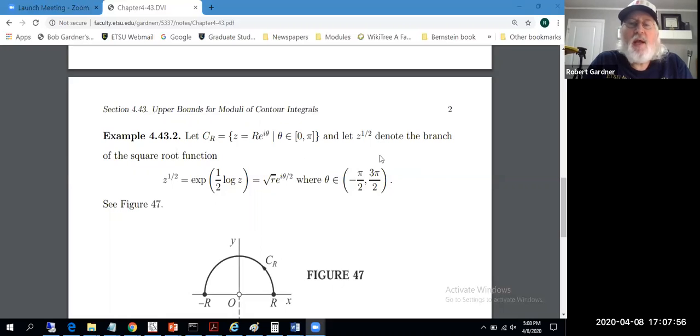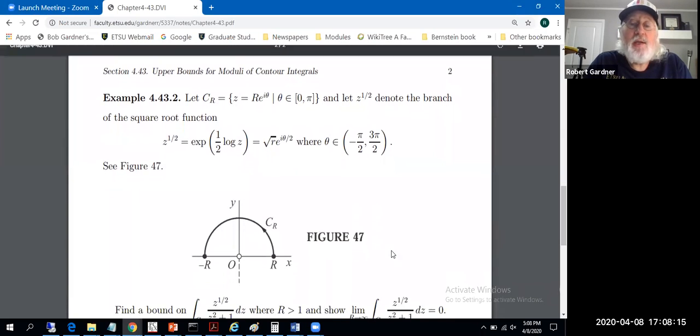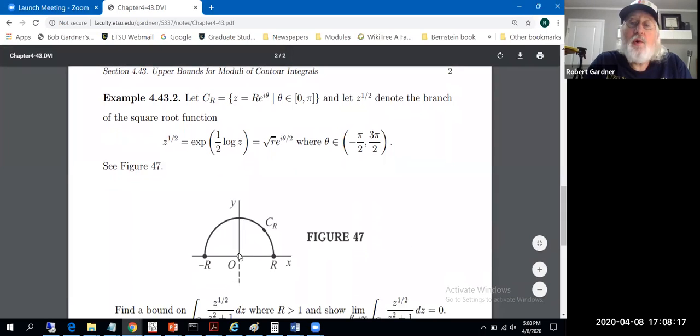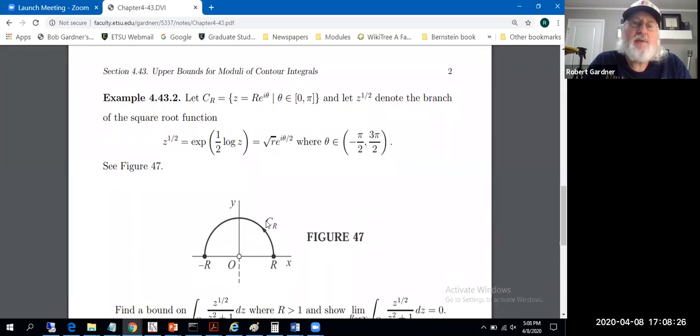We'll let z to the 1/2 be the branch of the square root function. Z to the 1/2 is e to the 1/2 log z. They have to tell us something about argument here to explain which log they're using. And they're telling us they're taking theta values between negative pi halves and 3 pi halves. So this branch of the square root function is undefined for angles coterminal with negative pi halves. So the branch cut is from 0 along the negative imaginary axis.